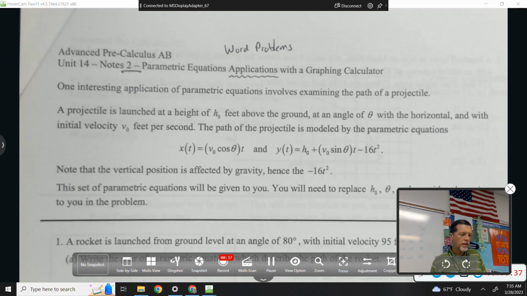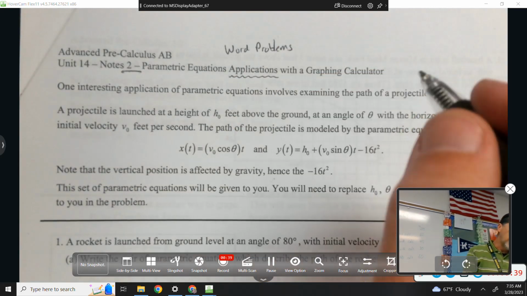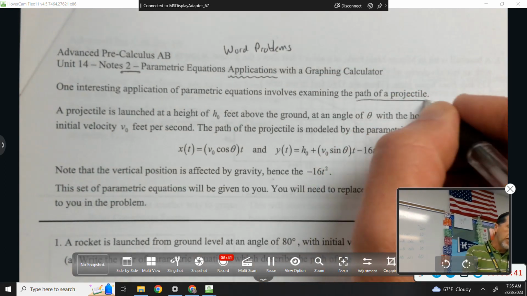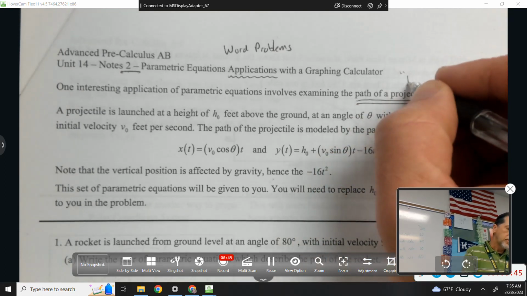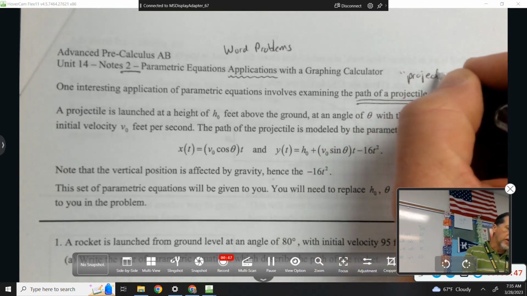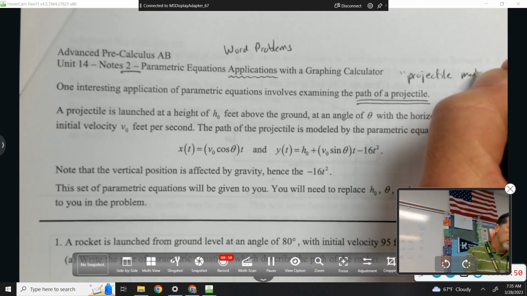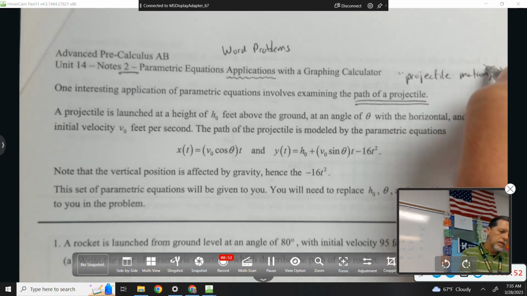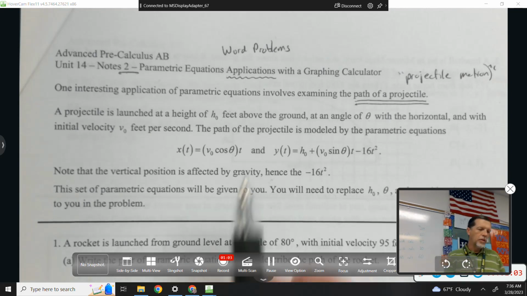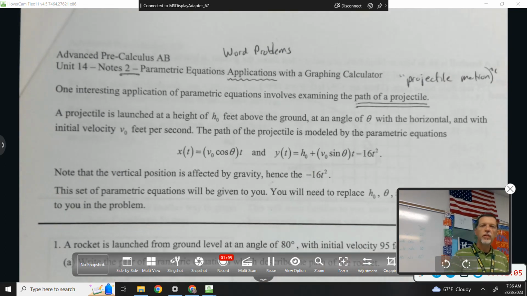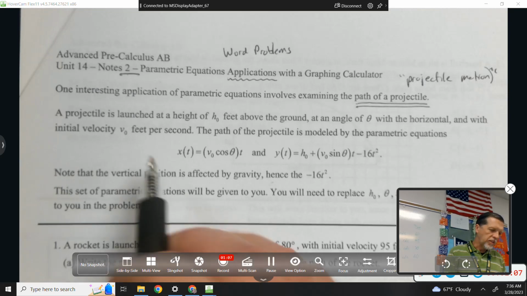And all of the word problems today are going to be the path of a projectile. In physics, you call this projectile motion. So you've sort of done this in a physics setting. Now we're going to do it in a pre-cal setting with a slightly different way, although some of these formulas should look familiar from physics.